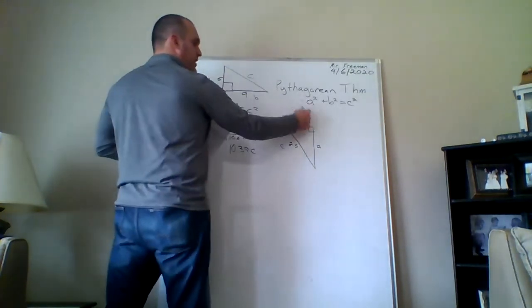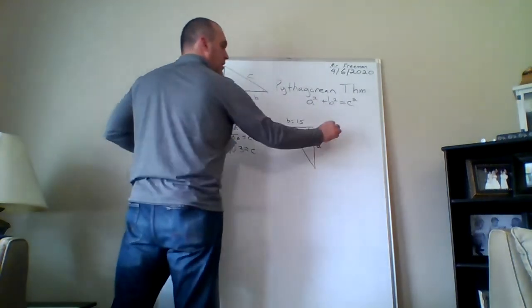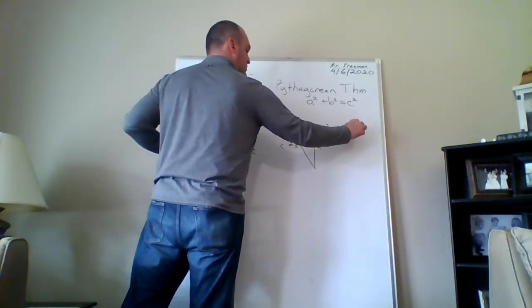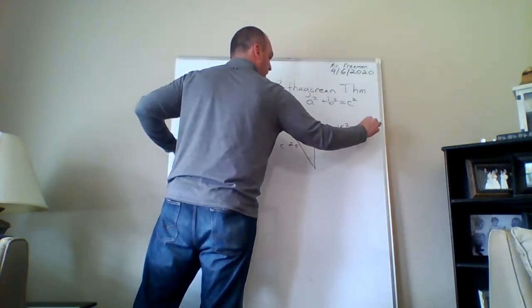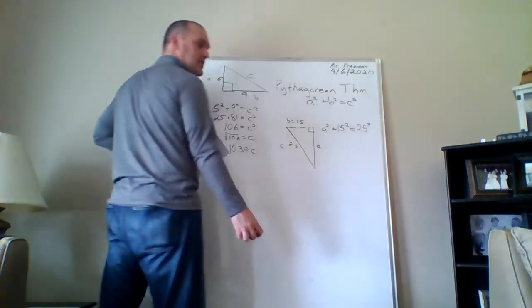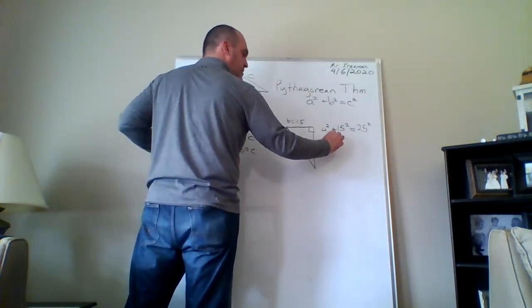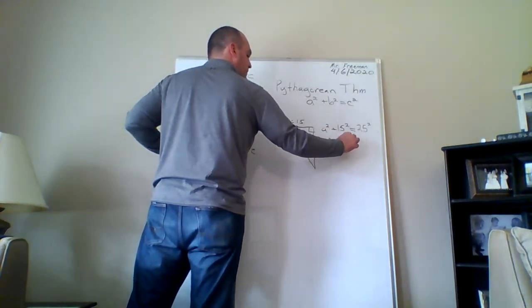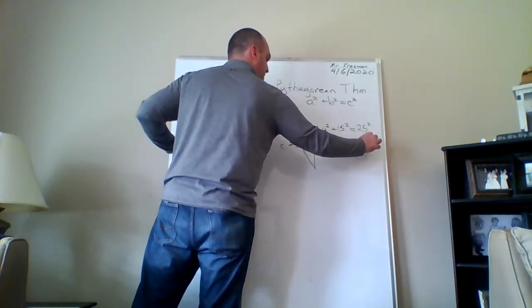And so if I fill this in, I don't know my A, so this is still A squared. I know my B, that's 15 squared. And I know my C is 25 squared. And then I plug and chug. A squared stays A squared for now. 15 squared, I believe, is 225, right? Yeah. And 25 squared is 625, right? Yeah.